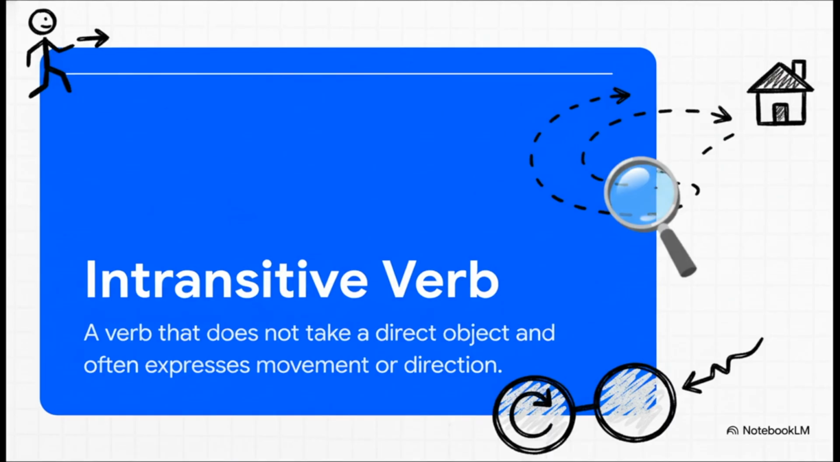Well, it's basically the opposite. This verb is more self-sufficient. It doesn't need a target. It's not doing something to an object. Instead, it's usually describing a state of being, or, and this is the big one for us, it's describing movement or a change of location.